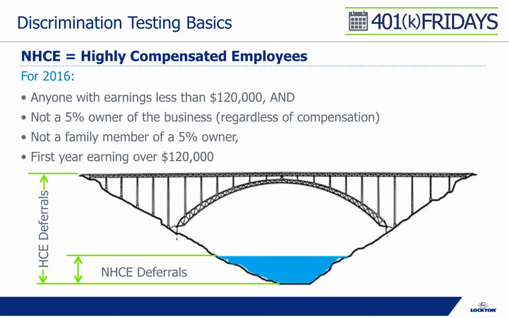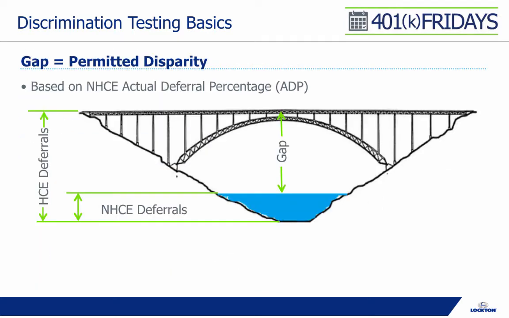The non-highly compensated employee deferrals are the water. When we run the tests, the key thing that we're looking to accomplish here is to determine how big is the gap between the actual deferral percentage of the highly compensated employees and the actual deferral percentage of the non-highly compensated employees. There is allowed to be a gap, hence bridge running over water. However, if the gap gets too big, then we need to take action to fix that.